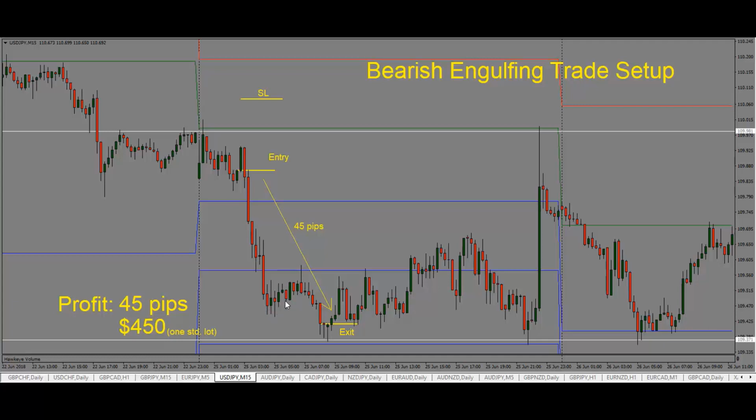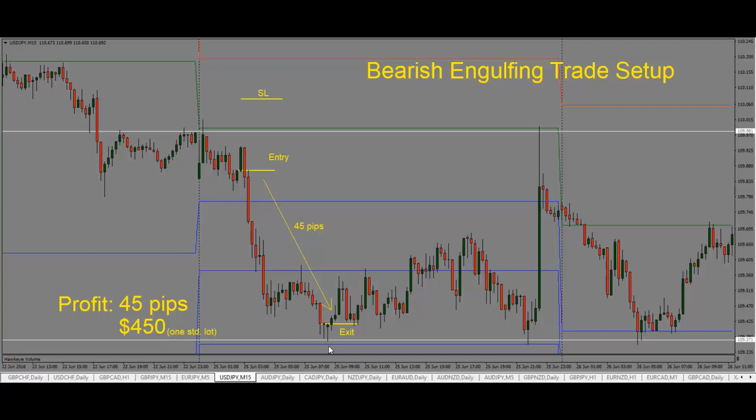Then we see that the price starts to pull back into our R2 pivot point level here, but we see that the price is holding below that support resistance level. The support here turns into resistance and we see that the price continues lower and we stay with the price.